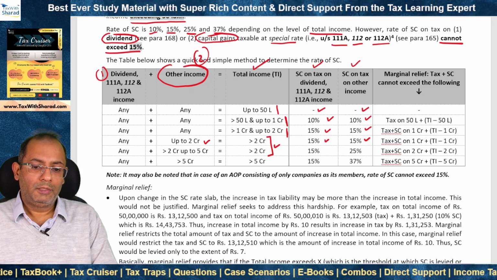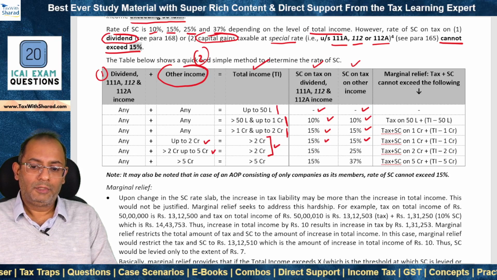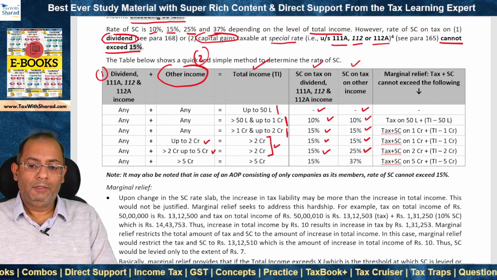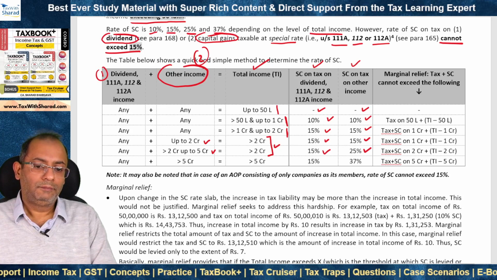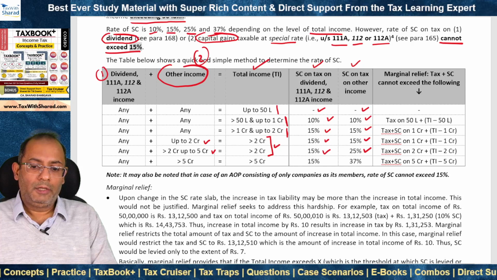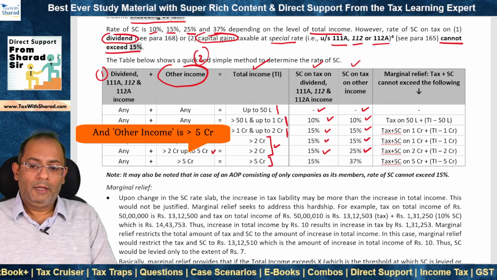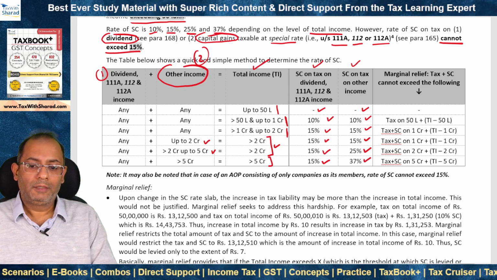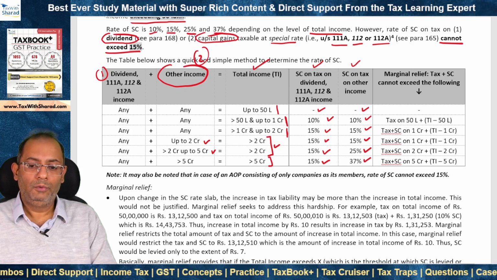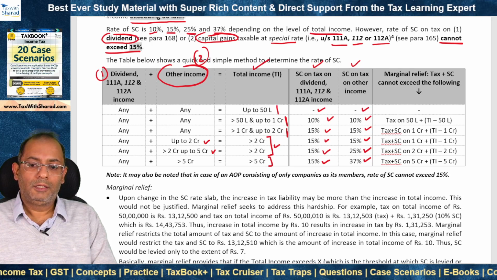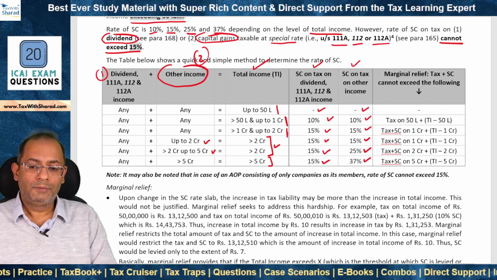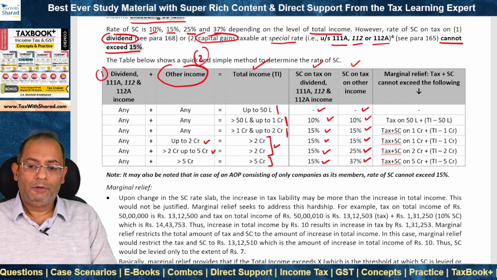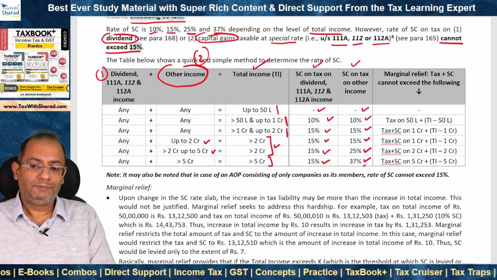However, if the component of other income is greater than 2 crore and up to 5 crore, then the rate of surcharge will be 25%, but it will remain 15% restricted on tax on dividend, 111A, 112 and 112A income component. Now, if the total income is greater than 5 crore, then the rate of surcharge will rise to 37%, which is the maximum rate of surcharge, but it will remain limited to 15% on tax on dividend, 111A, 112 and 112A income. So if we look at this table, the rate of surcharge on dividend, 111A, 112 and 112A incomes is restricted to 15%. However, in respect of tax on other income, it starts from a rate of 10% and can go up to a rate of 37%.